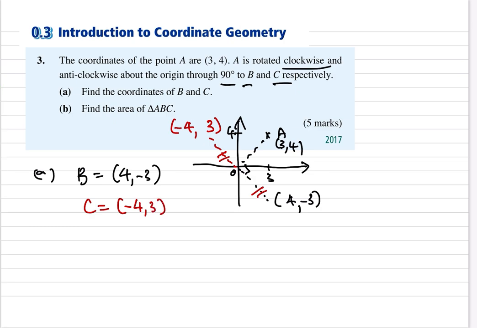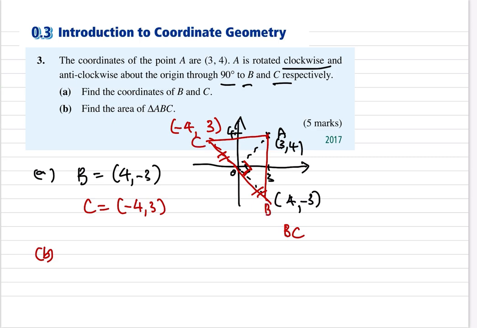And then how about part B? In part B, you need to find the area of triangle ABC. So triangle ABC is like this. You can see BC can be the base. And then OA here is perpendicular. So you need to find the distance of OA and the distance of BC.